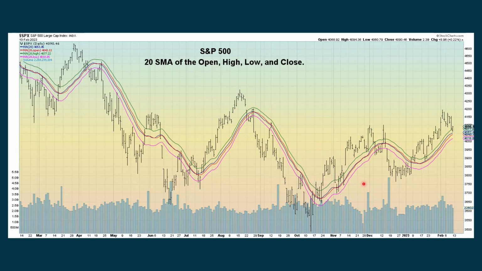Intermediate term charts, here's the open, high, low, close, and a 20-period moving average of each one. Sometimes these will act as support when we're going up. Sometimes they will act as resistance when we're going down.